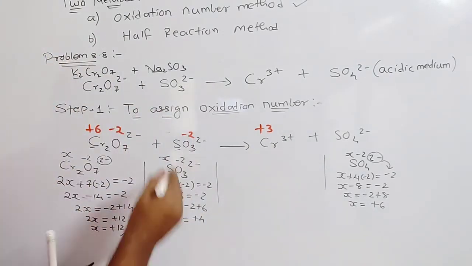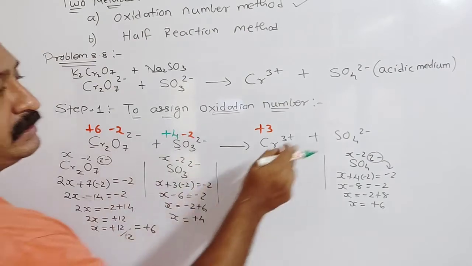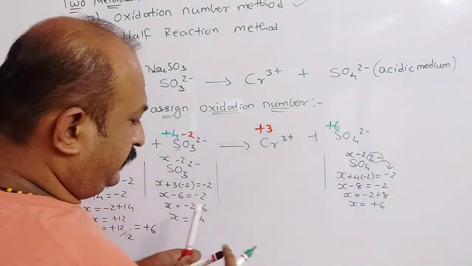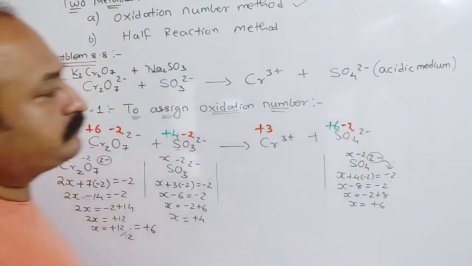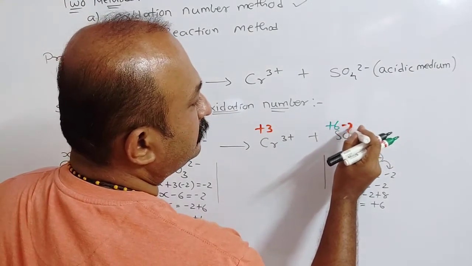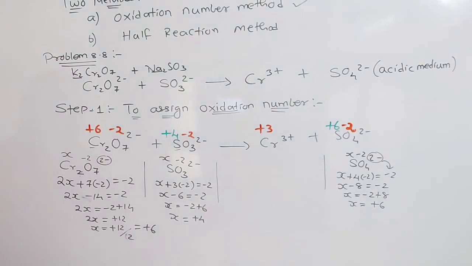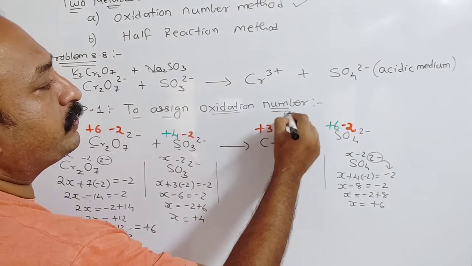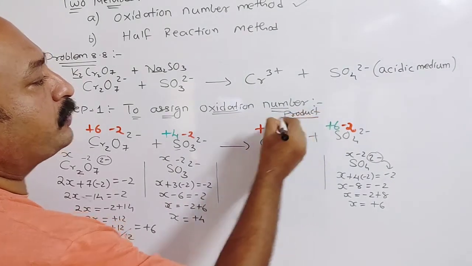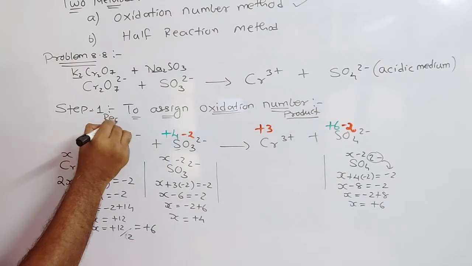Here sulfur we got +4, and here sulfur we got +6. Oxygen is -2 only, so that will not change. Okay, oxygen -2. So you can see here chromium, if you see in this case chromium, how much is chromium? It is +6, and on this side, this is your product side.